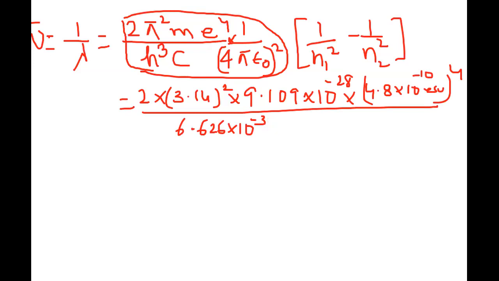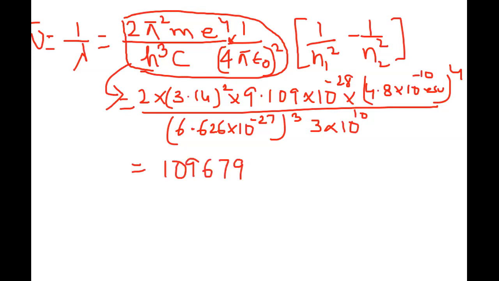Since we are doing it in the CGS system, this one will be minus 27 and not that. The velocity of light is taken as 3 into 10 to the power 10 centimeters per second. Or you can leave out the units, and overall, when you calculate this, you will get the value as 109,679 centimeters inverse. This is the value of the Rydberg's constant for the hydrogen atom.